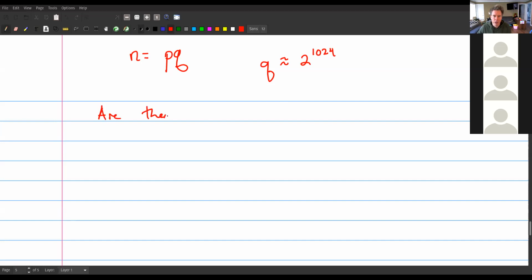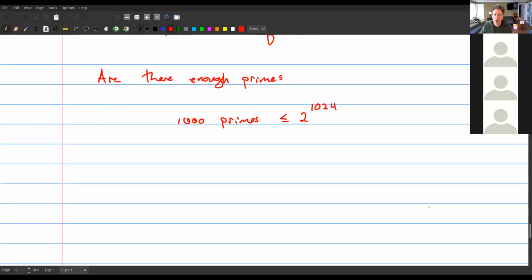So that's the first question. Are there enough primes? What do I mean by that? It's theoretically possible. What if there were only like 1,000 primes that were less than or equal to 2 to the 10^24 or something? If that were the case, then everybody would just be reusing these primes all the time and nothing would be very secret. So there have to be so many primes that nobody knows which one you're using.